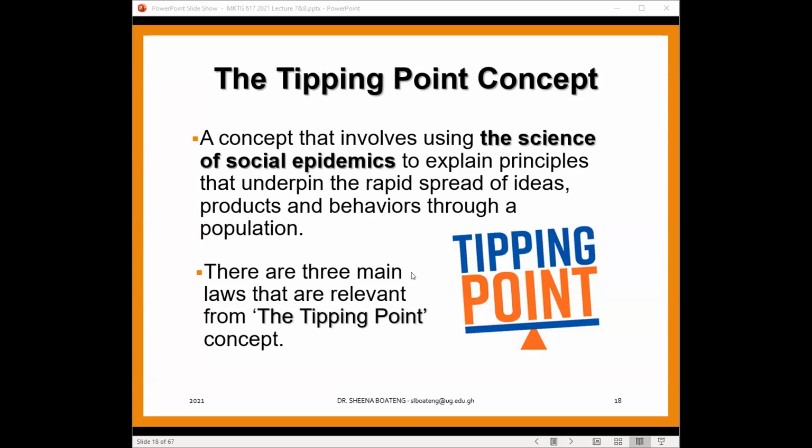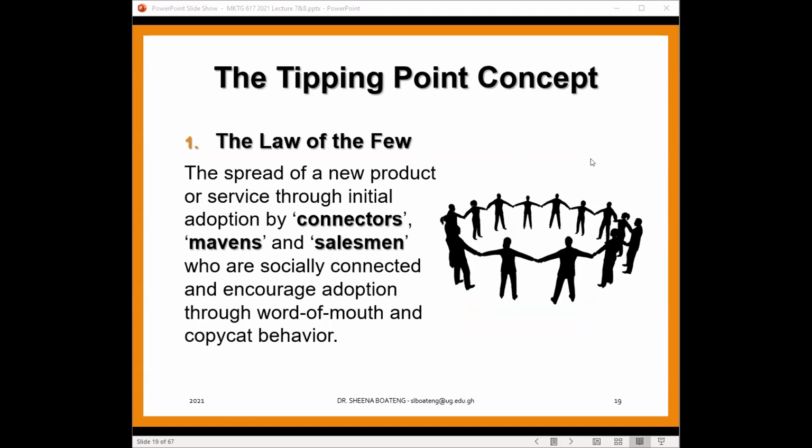So it basically looks at how ideas, right, and concepts are spread socially among people, among individuals, right? And the tipping point concept gives us three main laws that are relevant to how these ideas and concepts spread socially among various individuals and groups of people. And we are going to look at these three main laws and see how they apply to electronic marketing activities, starting from the first law, which has to do with the law of the few.